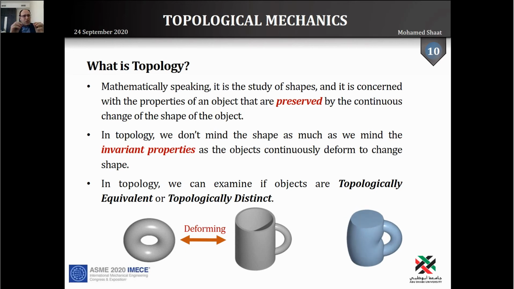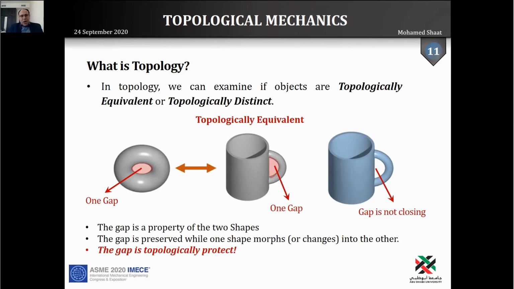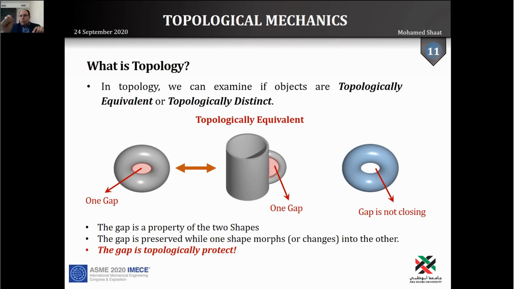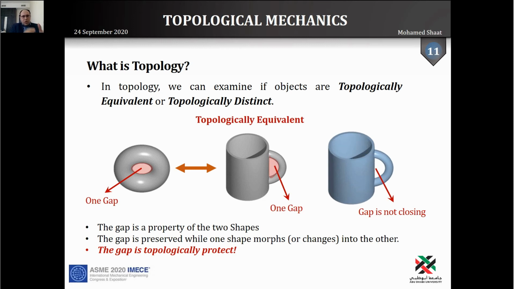They are equivalent topologies. From the topological point of view, there is no difference between the donut and this mug, because they share some topological properties. Within the mug or the donut, there is a specific property that is preserved as one tries to morph and change its shape to the other one, like morphing the donut to the mug or the mug to the donut.